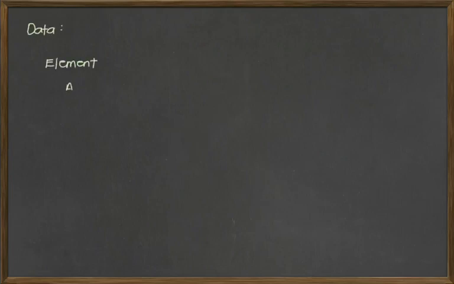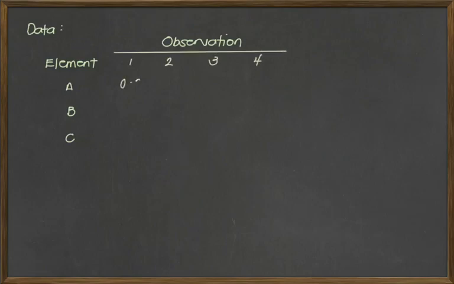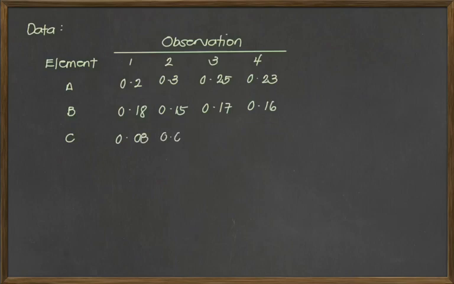So we have 3 elements A, B, and C. And we have 4 observations for each element. So for element A, we have obtained 0.2, 0.3, 0.25, and 0.23 for the observed times. While for element B, we have 0.18, 0.15, 0.17, and 0.16. And lastly, for element C, we have 0.08, 0.05, 0.07, and 0.09. Now, take note that the observation times are given in minutes.